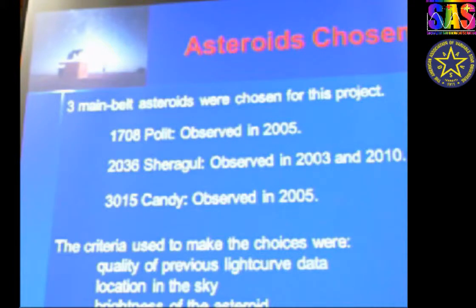Then whereabouts were they in the sky? Quite a few of them happened to be either in Cygnus or Sagittarius. Wonderful spots to do asteroid photometry on with all that lovely background star fields. And then how bright was the asteroid? Some of them were down around 18th/19th magnitude, which tends to get a little bit noisy on the photometry. So we wound up with these 3: 1708 Pollet, which I'd previously observed in 2005, 2036 Sheragul, which I'd done in 2003 and also 2010, and then Candy 3015, also done in 2005.